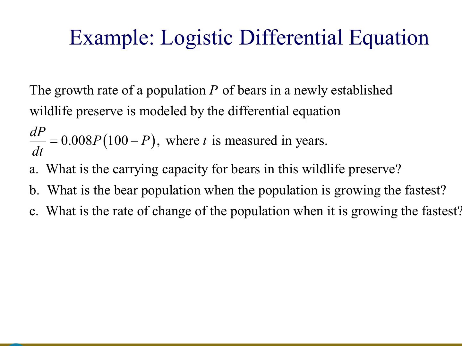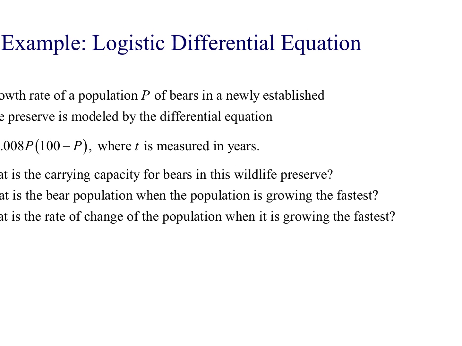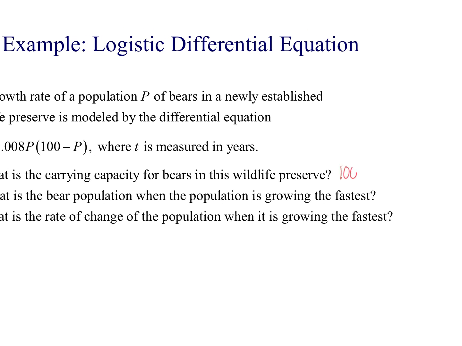So this is a population of bears set up in a wildlife preserve. They don't want the bears to grow exponentially. If the bears just kept growing and growing and growing, then the place would be overrun with bears and we would have too many bears. There's just not enough space for all these bears. There's not enough food for all the bears. So we need to set a carrying capacity. So just based on looking at the equation, can you identify the carrying capacity? 100. Okay, so this place wants no more than 100 bears.